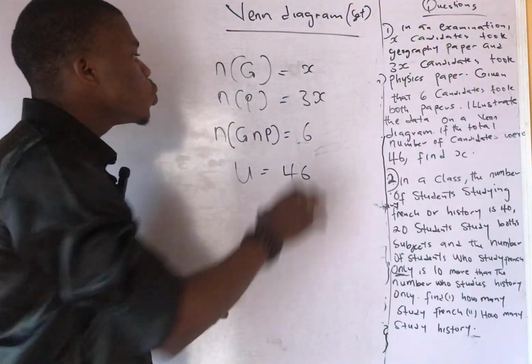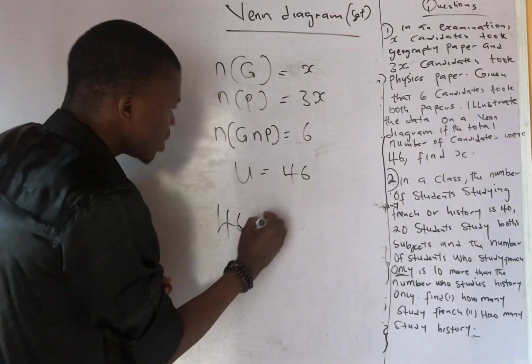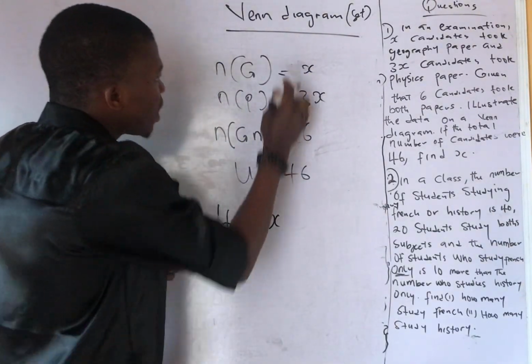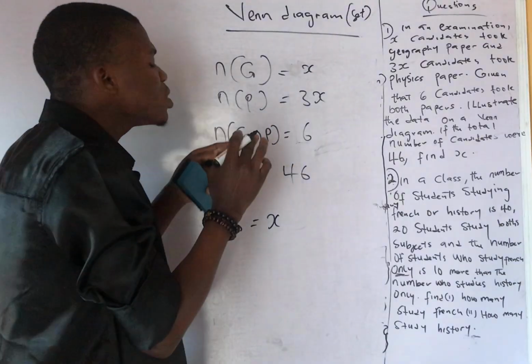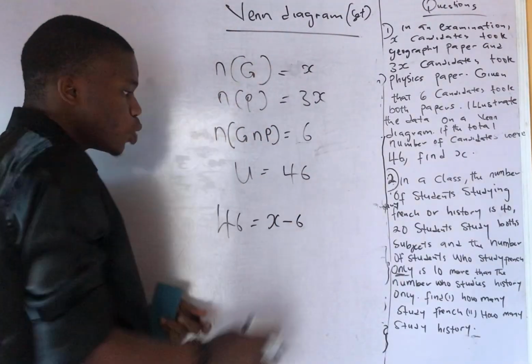I get it now. We subtract the common one. That means the union set is equal to everything added together, which will give us 46. That is equal to x. That means, if you want to get the number of students that took only geography alone, then you minus the students that took both.